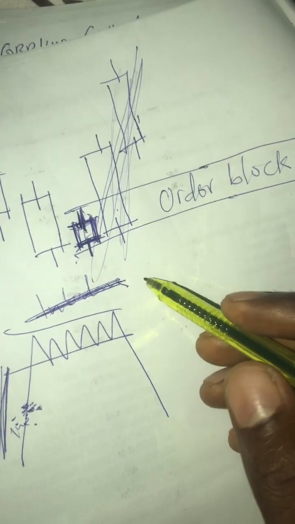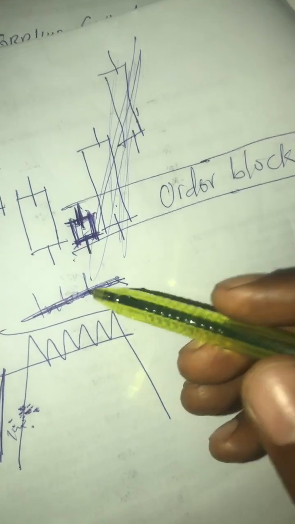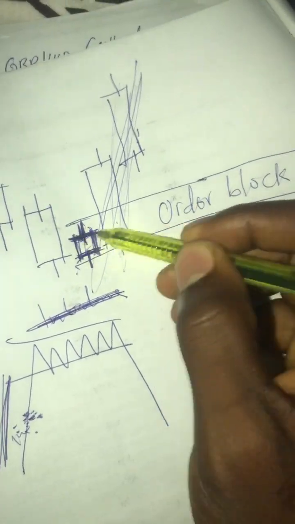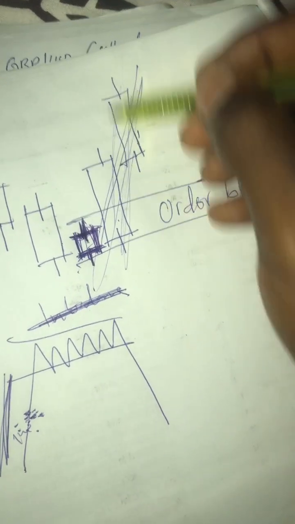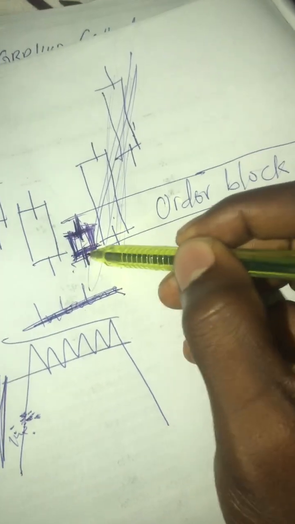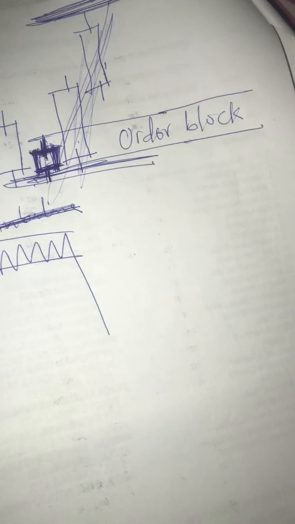Number 2, identify the candlestick before the imbalance, which is this one, the small one, before a long or drastic sharp price. This is the candlestick we are talking about here. So how do you identify order block? There are two rules that you need to follow to identify order block.